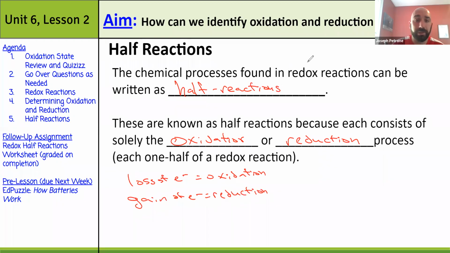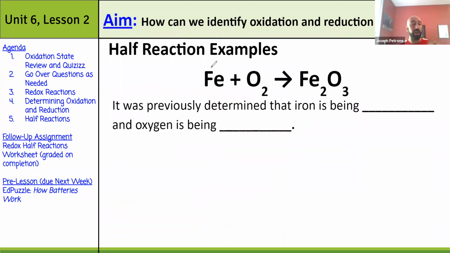All right, so we're going back to the reaction that we saw earlier in class, in which we determined which element was being oxidized and which was being reduced. Hopefully we recall that iron in this particular reaction is being oxidized, and then oxygen is the one being reduced. This is the reaction that causes rust to form. So rust is the oxidation of iron.